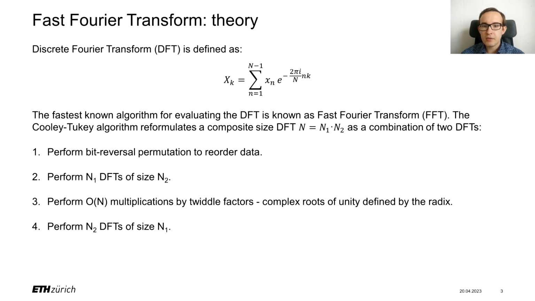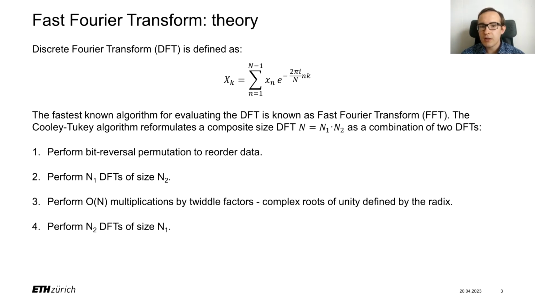Firstly, let's have a few words on what a fast Fourier transform is. The discrete Fourier transform is a well-known operation in signal processing that allows one to obtain the frequency domain representation of the original discrete function. The fastest known algorithm for evaluating the DFT is known as the fast Fourier transform, shortly FFT.